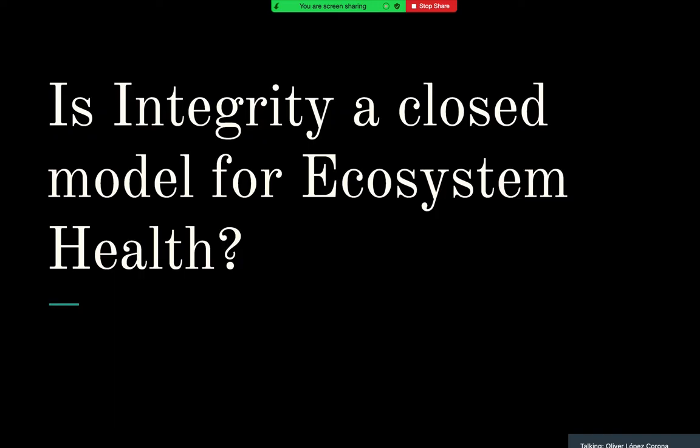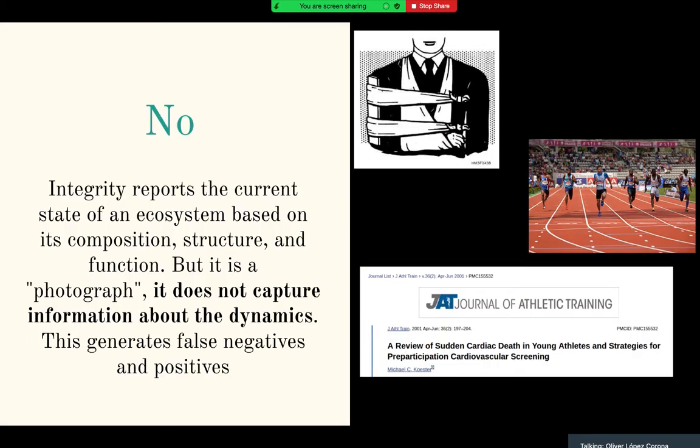But we also have some interesting questions in terms of whether integrity is a closed model for ecosystem health. We think not, because integrity reports the current state of an ecosystem based on its composition, structure, and function. But it is not a photograph. It does not capture information about the dynamics, and so it may generate false negatives and positives.